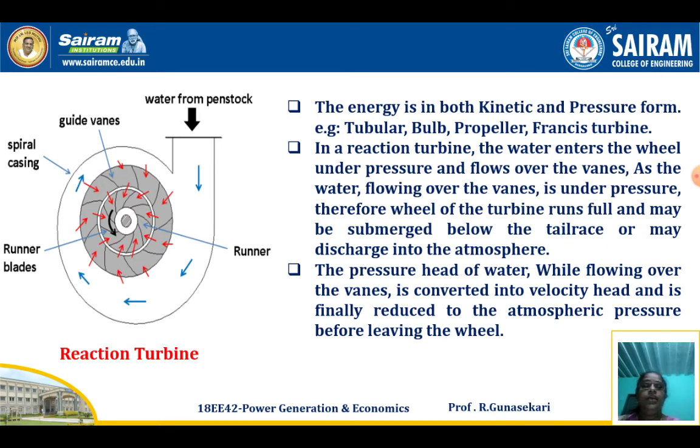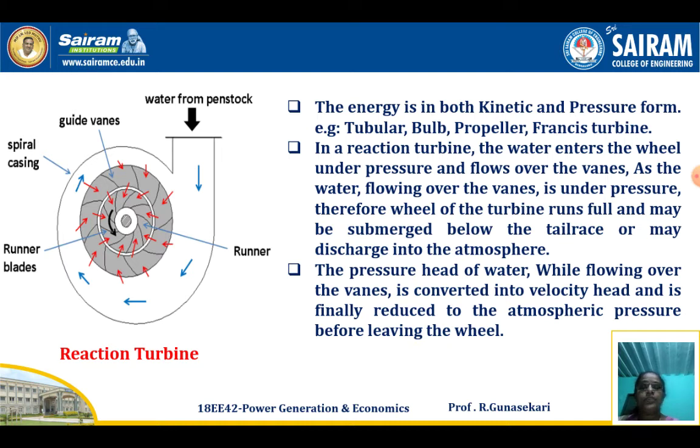That is, the tubular, bulb, propeller and Francis turbine. These are examples of reaction turbine. In a reaction turbine, the water enters the wheel under pressure and flows over the vanes. As the water flowing over the vanes is under pressure, the wheel of the turbine runs full and may be submerged below the tail race or may discharge into the atmosphere only.